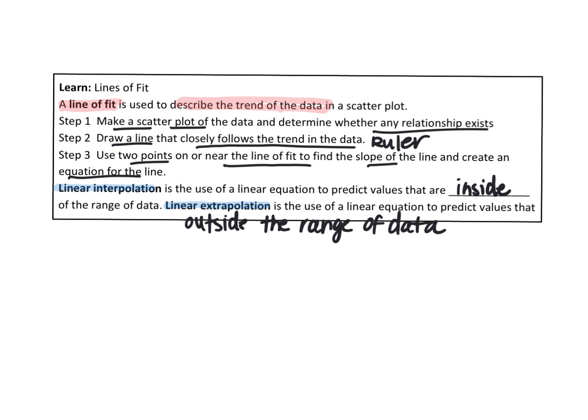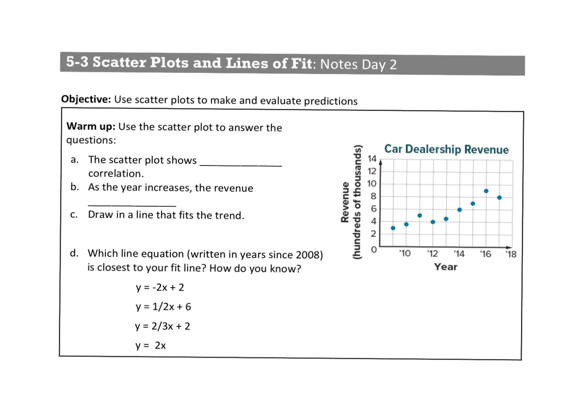All right, so now we're going to actually try a couple just to make sure you understand how to use lines of best fit. All right, so let's take a look at this scatter plot that we have. If you look at this scatter plot, first thing hopefully that you notice is that as the years go up, it looks like the revenue from the car dealership is also going up. So this would show a positive correlation. Again, positive means as one goes up, so does the other one. So as the year increases, the revenue also increases.